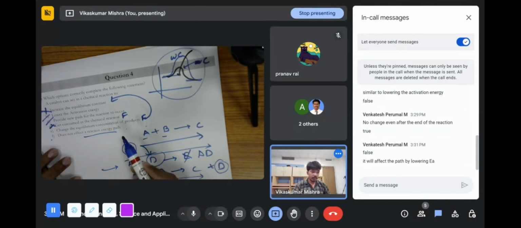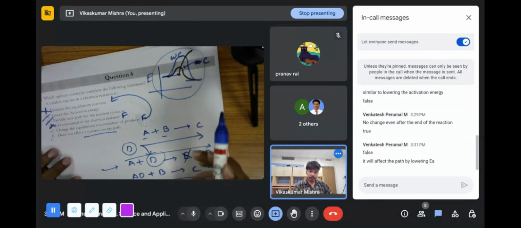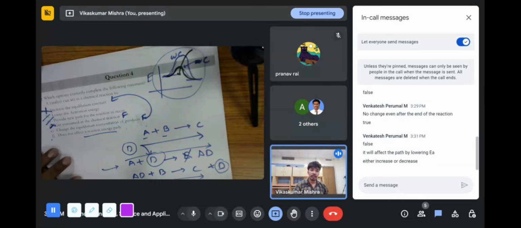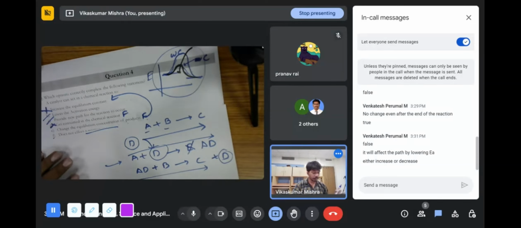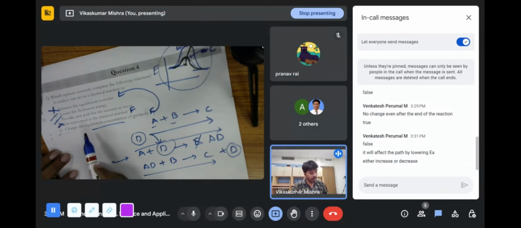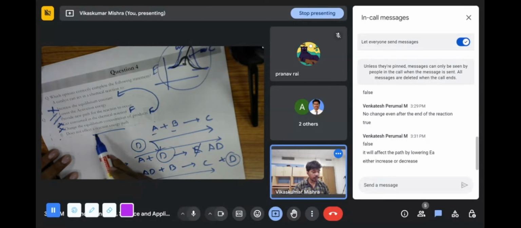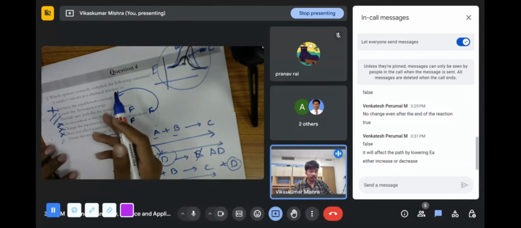In the first case, this is the energy, so the energy path was like this. In the second case, it is decreasing the energy path. The energy path has been changed, right? It will affect the path either by increasing or by lowering. Yeah, perfectly right, Venkatesh. So we are done with this one. Does not affect the reaction energy path: it's false, right? It does affect it. So again, this is not something which we want. We are looking for the correct answer.